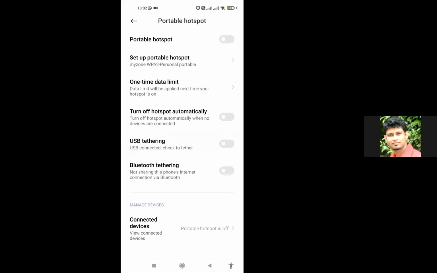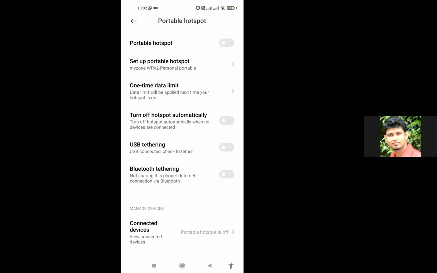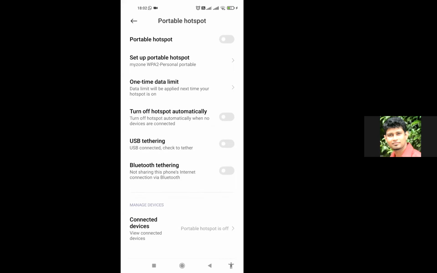This is USB tethering. The mobile phone data connection will be shared through USB in a wired manner.